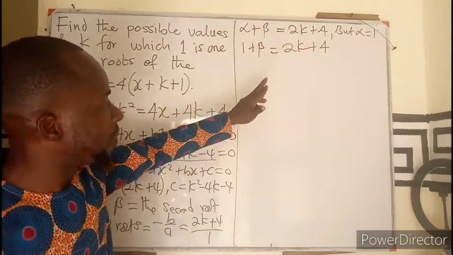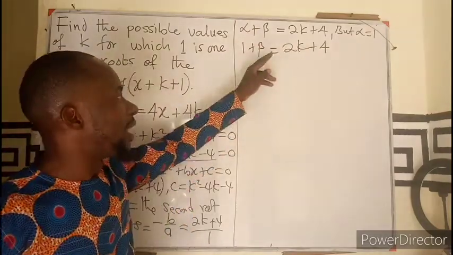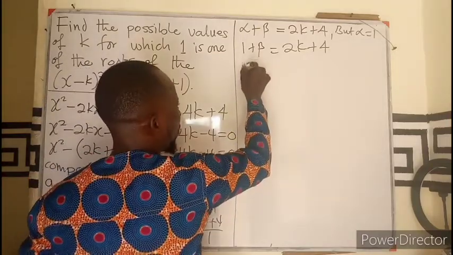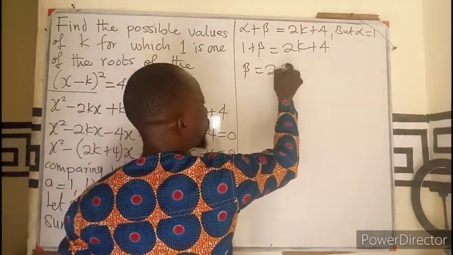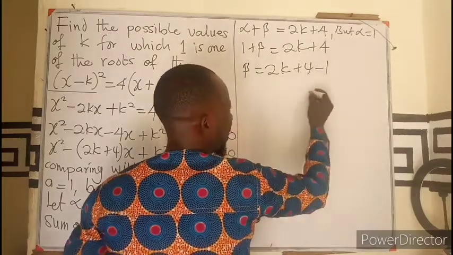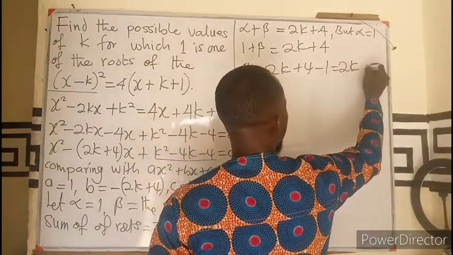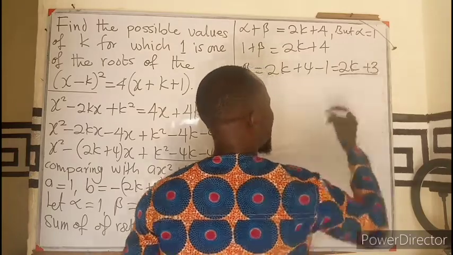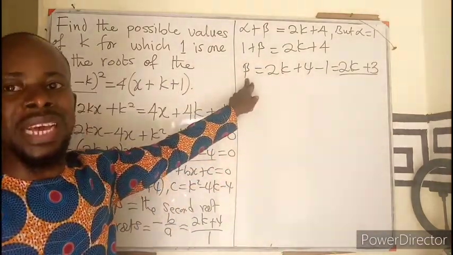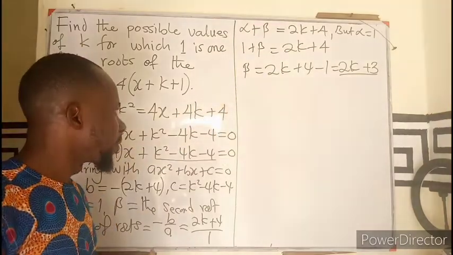So if I want to find beta, I have to send 1 there. If I want to find k, I have to send all these there and divide. But I will prefer to make beta the subject. So this is going to be 2k plus 4 minus 1. And that will be 2k plus 3 as the value of the second root. Alright.